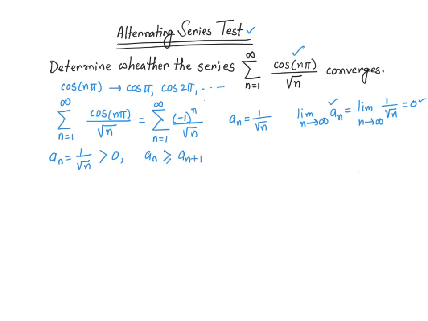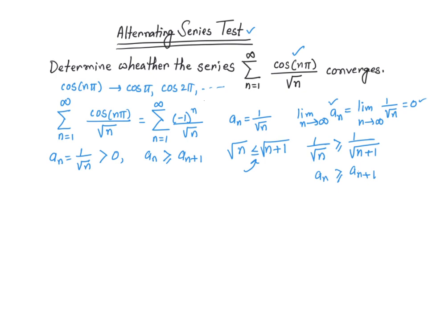I just need to show that. So look, n is less than or equal to n plus 1. That statement is true. And I can say that square root of n is less than or equal to square root of n plus 1. Now if I take the reciprocal of it, what's going to happen is that this is going to flip. So 1 over square root of n is greater than or equal to 1 over square root of n plus 1, which is to say a sub n is greater than or equal to a sub n plus 1.